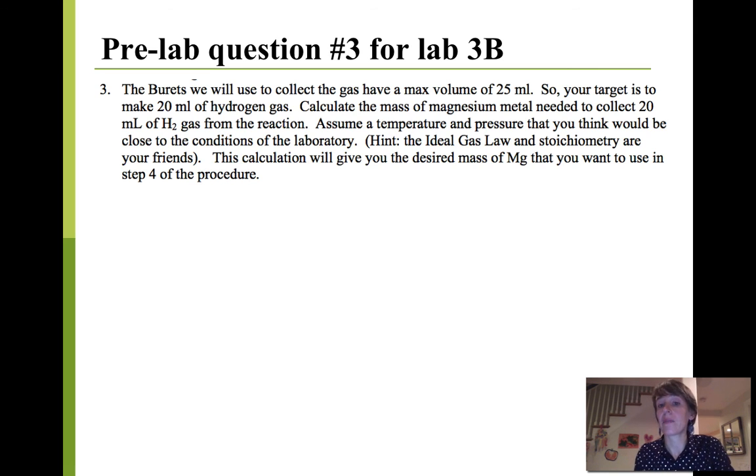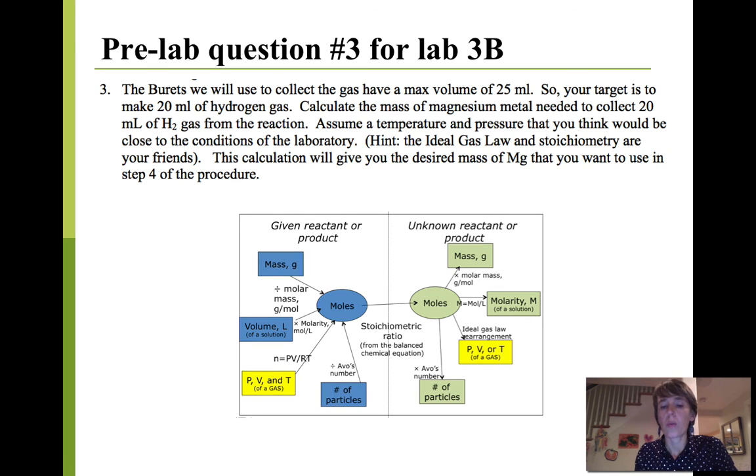So you're asked to calculate the mass of magnesium metal needed for these 20 mL of hydrogen gas. And you're asked to assume a temperature and pressure that you think would be close to the conditions of the lab. So let's think about this. Key question, and sometimes a challenging question, is what's our given and what's our unknown? So even though in the reaction you'll be starting with magnesium, for this calculation you've got a target, and that's this 20 mL of hydrogen gas. So that's your given in this problem. The unknown is the magnesium, because you're asked to calculate how much magnesium we should use.